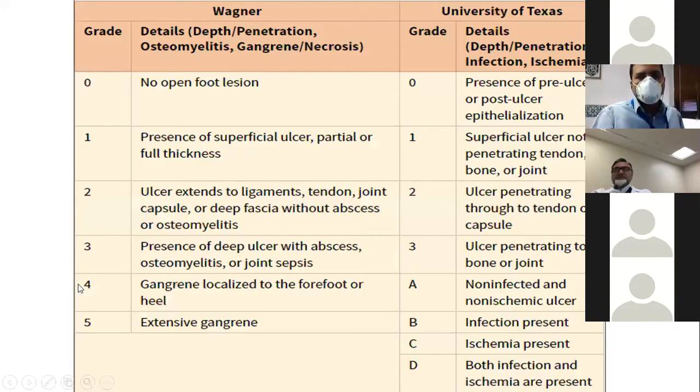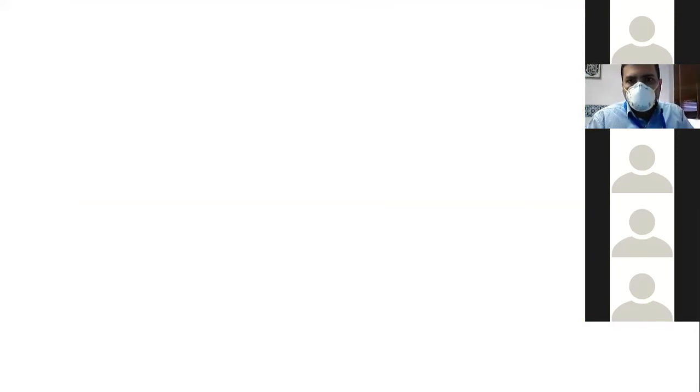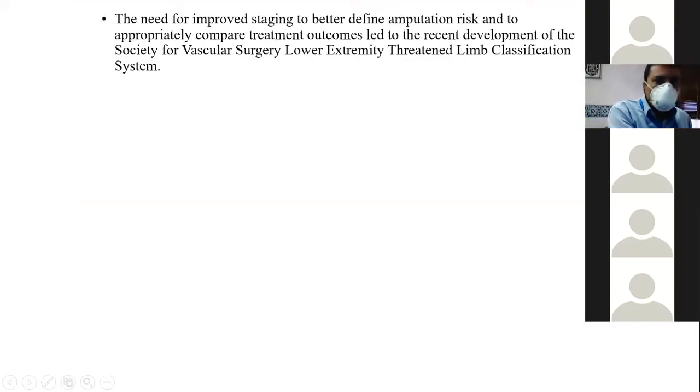So we can actually classify diabetic foot depending upon different classification systems. One is the Wagner, which is the classic, but the problem with that is it does not tell us about the ischemia. We have University of Texas, in which if we go to the last stage, it gives C for the ischemia and D for the infection and ischemia. But we need to improve.